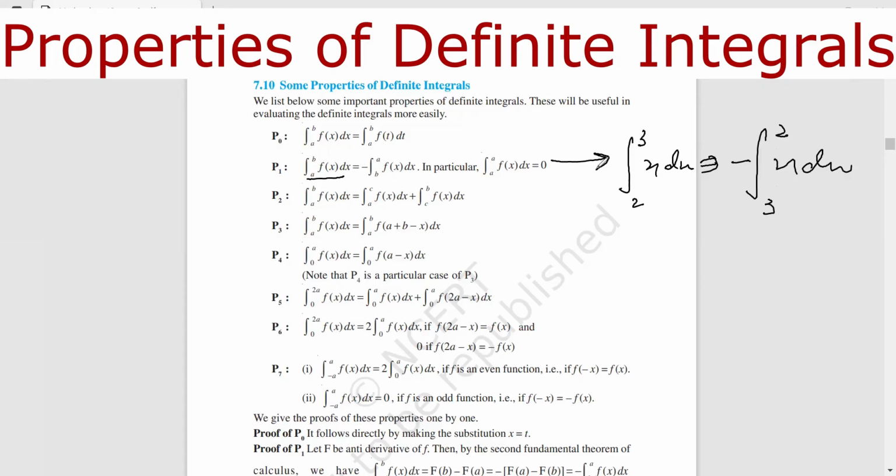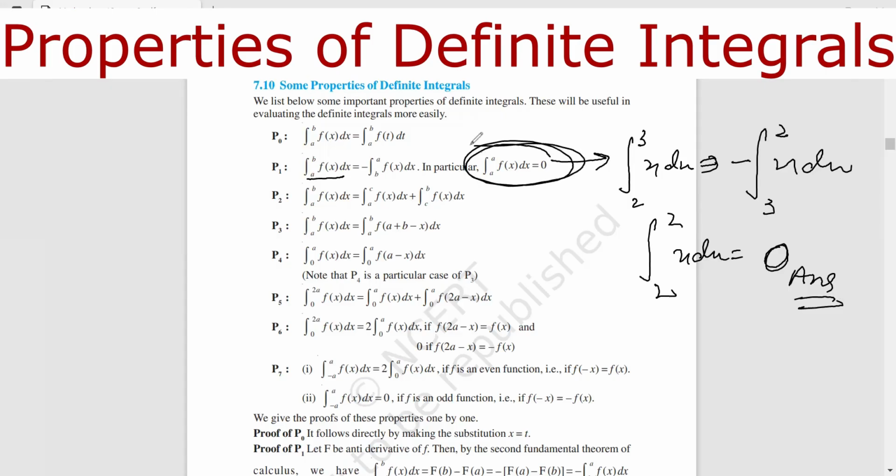Now suppose in any case I have the limit from 2 to 2. Because we use the definite integral to find the area under curves, if my function starts from 2 and ends at 2, then no area will be included. So my answer will be 0. If the limits are the same, then the answer is 0. So you can exchange the limits after changing the sign. If it is plus, you write minus. If it is minus, you write plus.